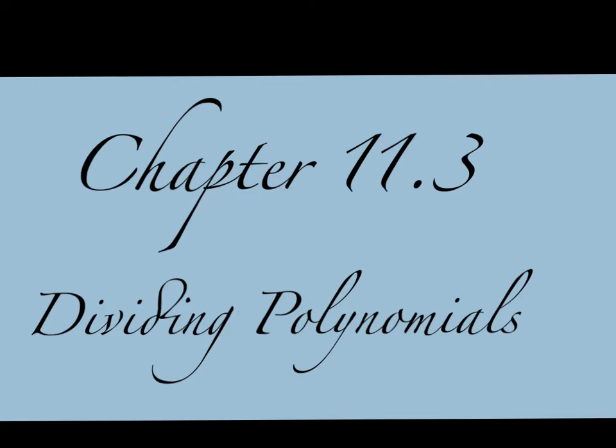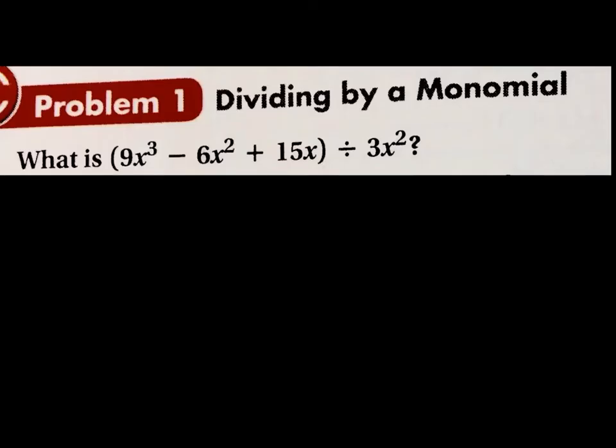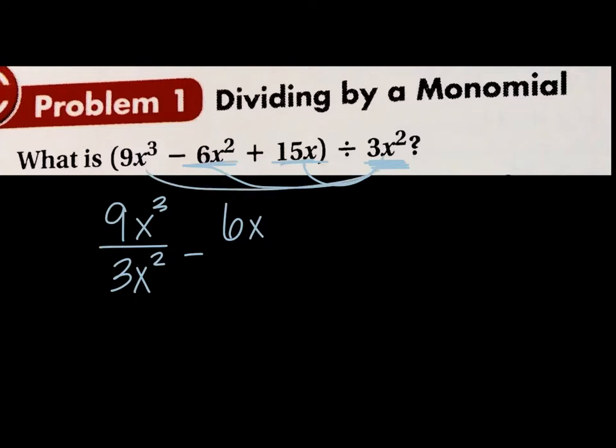Okay, so we're starting 11.3, and that's where we're going to divide polynomials. There's a few ways I'm going to show you how to divide a polynomial. First way is when you're dividing just by a monomial, which means one term. You can divide each term in the polynomial by that one monomial. It's like the distributive property. You're going to distribute the division to each term.